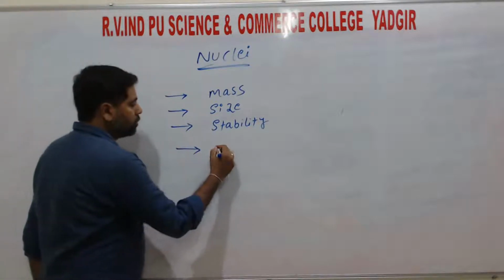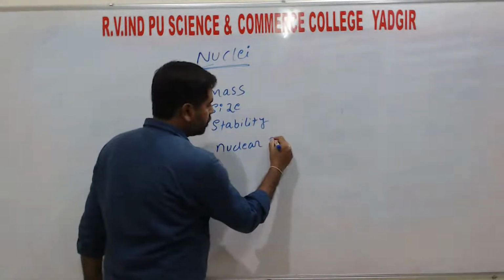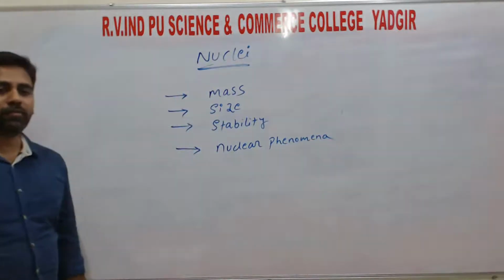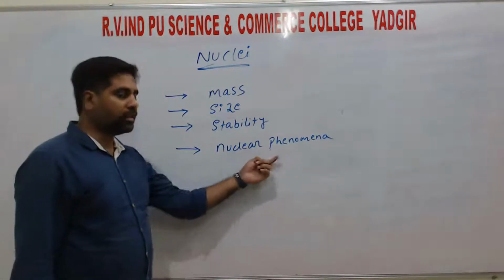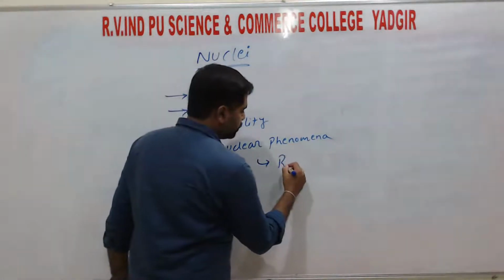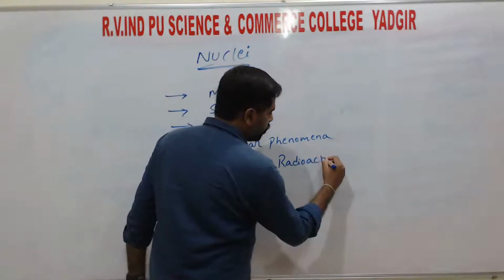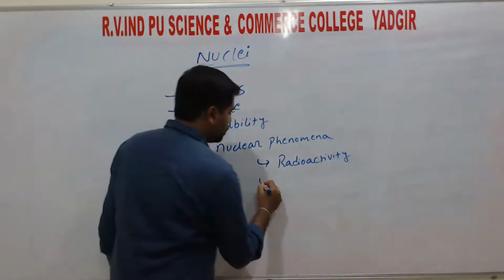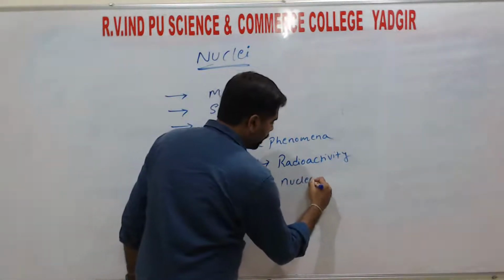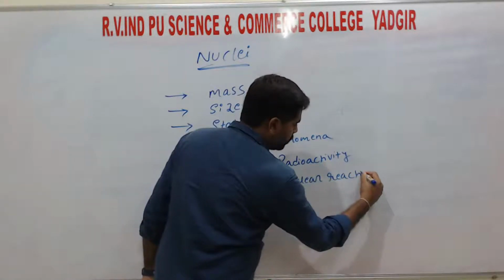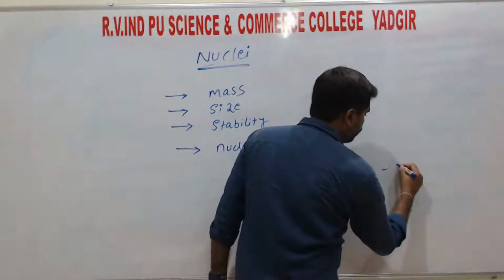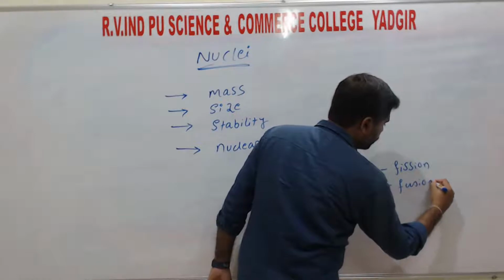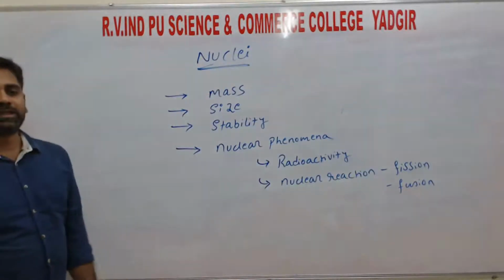Along with them we have nuclear phenomena, right? One more topic we are going to study is nuclear phenomena. In this nuclear phenomena, we are going to study radioactivity and nuclear reactions. In nuclear reactions, we have two: one is fission and another one is fusion. Right? So this is the overview of the chapter Nuclei.